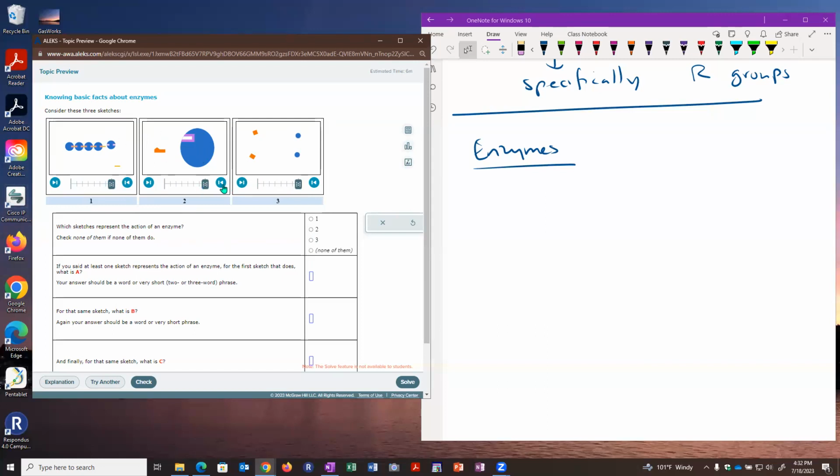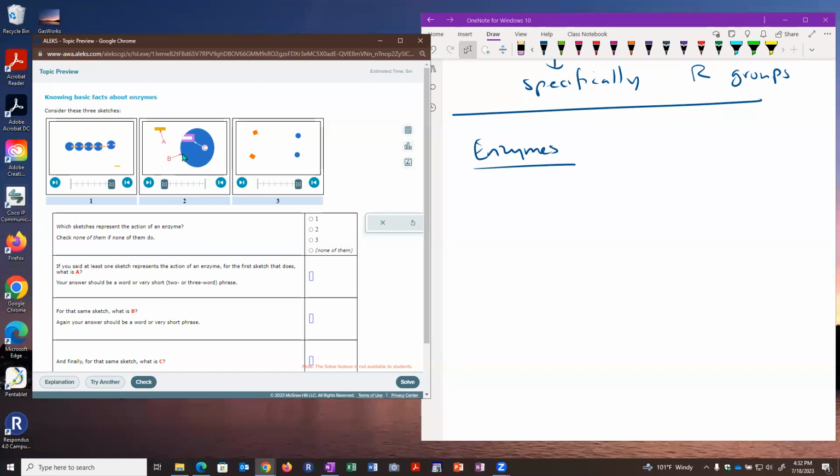This one here, we start off with this blue thing with the hole in it, and then we end up with the same blue thing with the hole in it. None of the others have that. So at least number 2 is going to be an enzyme. What does A represent in number 2? So A here is the thing that the enzyme is working on, and that's called a substrate.